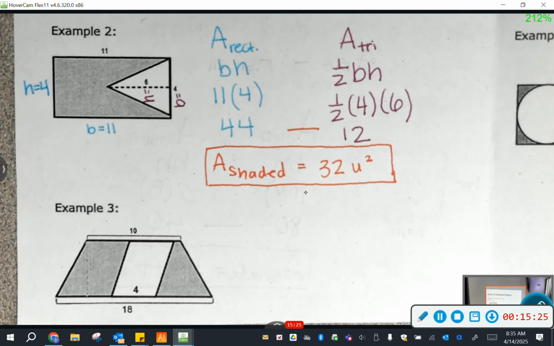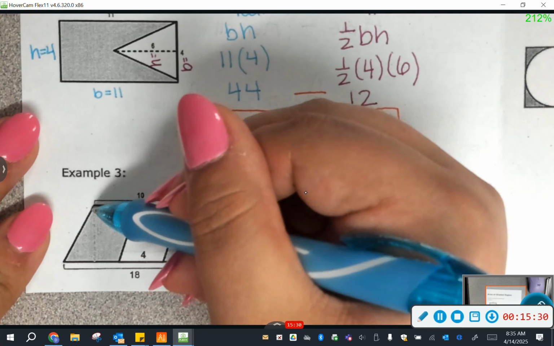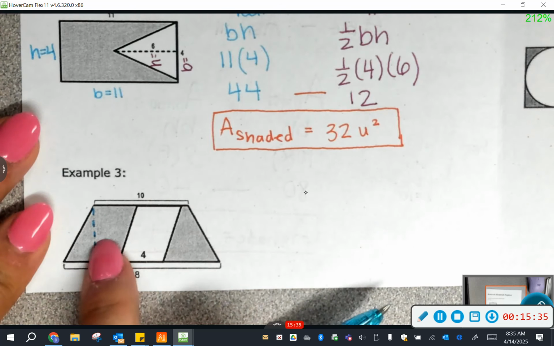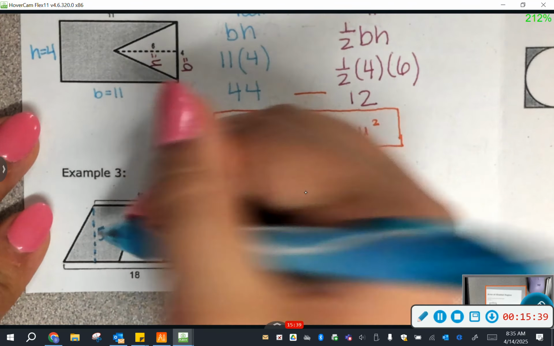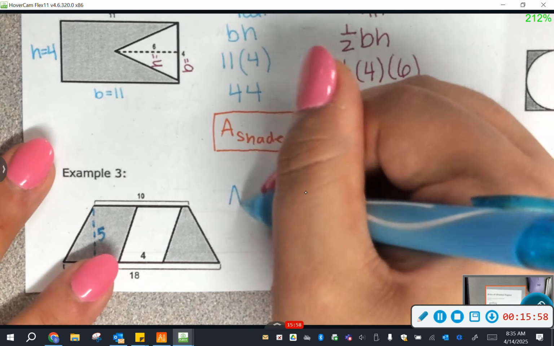This next one, you can't really see. Can y'all see that there's a height there? It's very hard. Do y'all see that there's a kind of dashed line right here? Does anybody else see that number right there? It is a 5. It's very hard to see. What shape is my big shape here? It is a trapezoid.